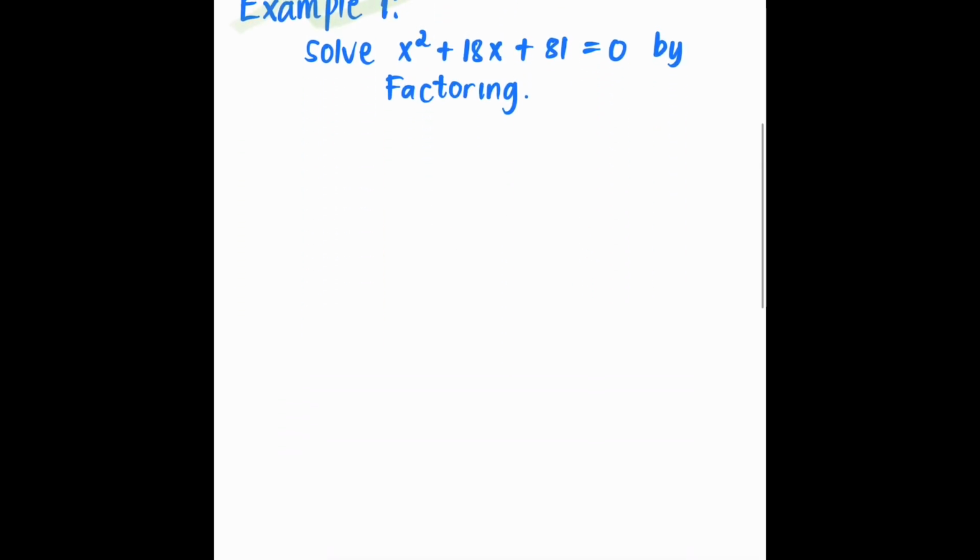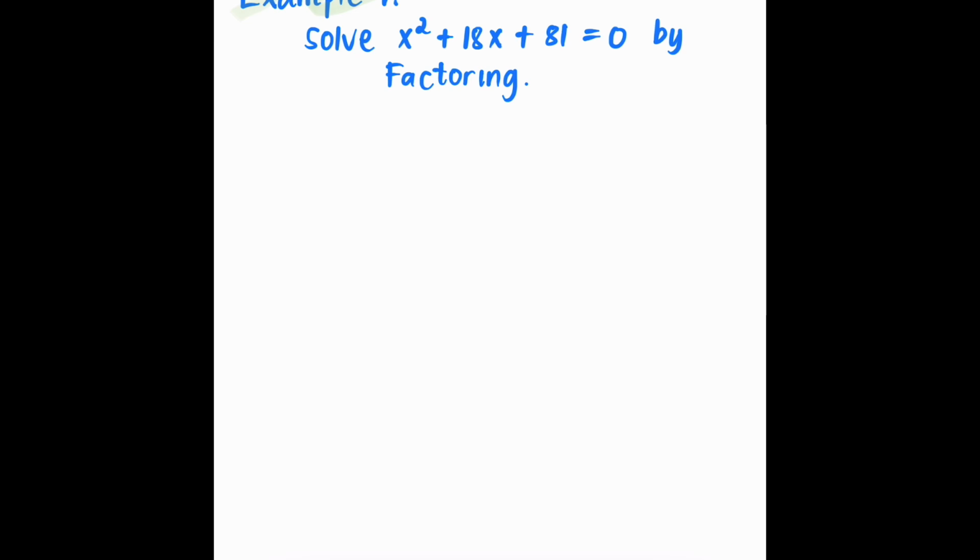Let's answer example 1. Solve x squared plus 18x plus 81 equals 0 by factoring.